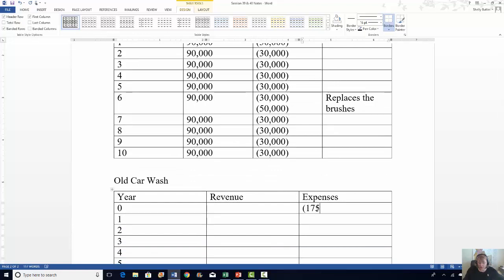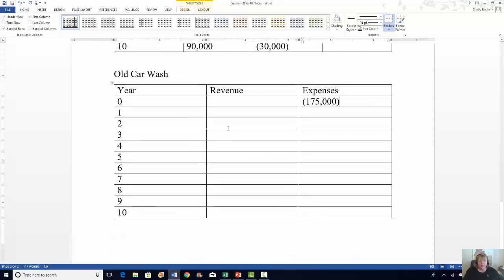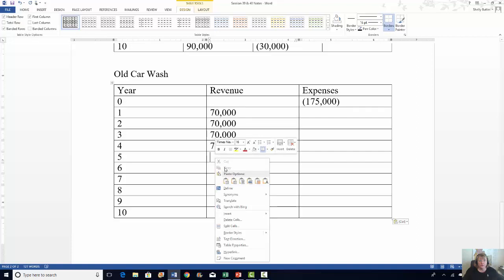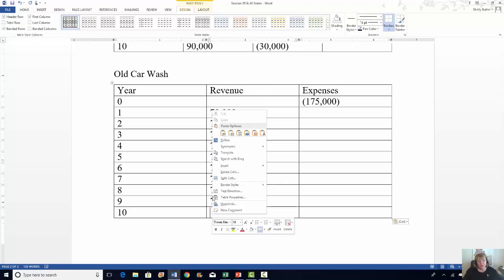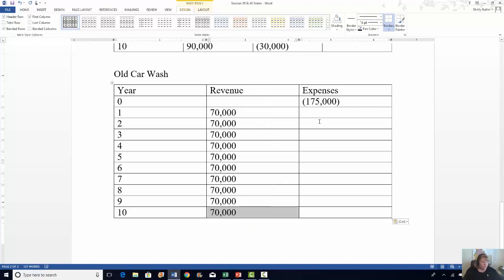This one for the old car wash, you'll have to remodel it for $175,000. And in year 1, your revenue will be $70,000. And so we just want to copy and paste that all the way down. I know there's probably a faster way. And now $25,000 expenses every year.